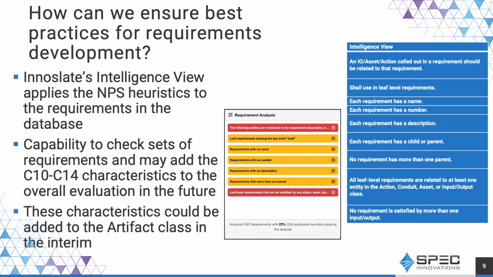It appears to me that the set characteristics is something that would have to be scanned for the entire artifact, which incorporates all the requirements in it. And so that's something we might want to do and actually add those, your C10 through C14 characteristics into the artifact class as a mechanism to look at the quality of the artifact overall. So that's something kind of new to us as an idea, and I think we're very excited about maybe being able to implement that.